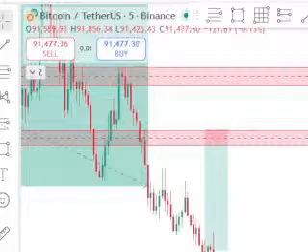Are you looking out for inducements? Your push and pull inducements. Are you looking for price to sweep either the buy side liquidity or the sell side liquidity? Are you waiting for your market shift to happen? That shift of order flow, that shift of structure. What are you looking for? What is your entry trigger?